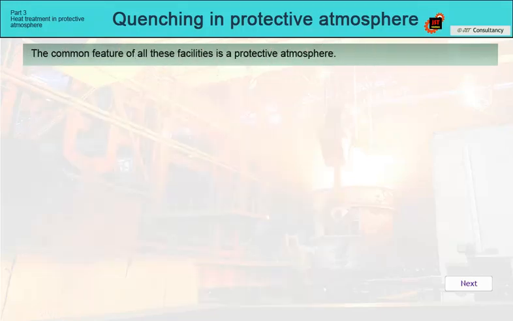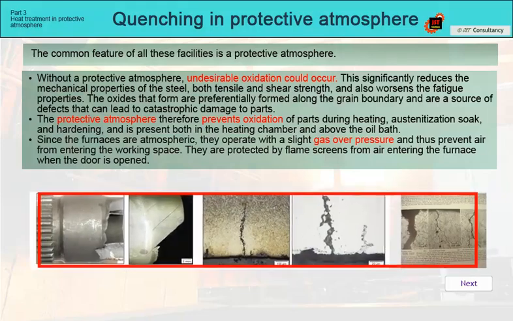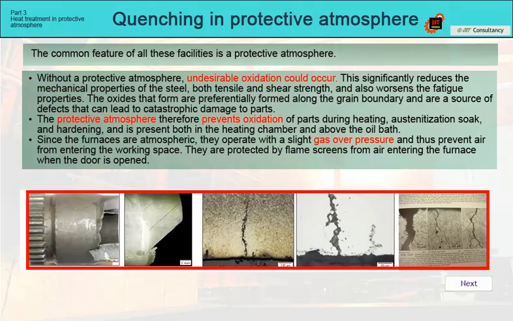What do all these furnaces have in common? It is a protective atmosphere that prevents possible oxidation. This is undesirable because it significantly reduces the mechanical properties of the steel, both tensile and shear strength, and also worsens the fatigue properties. The oxides that form are formed preferentially along the grain boundary and are a source of defects that can lead to catastrophic damage to parts.